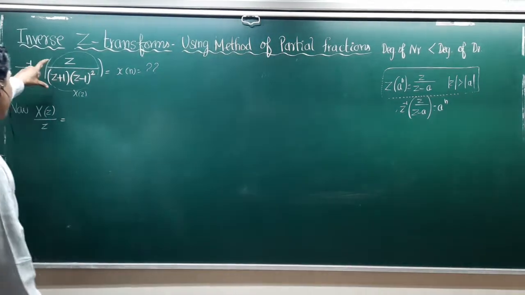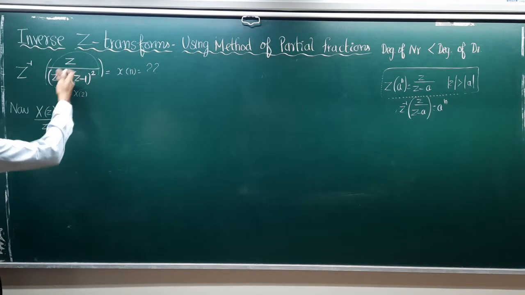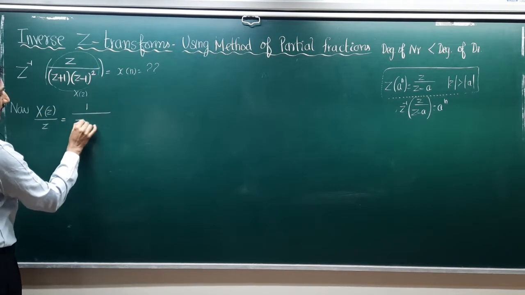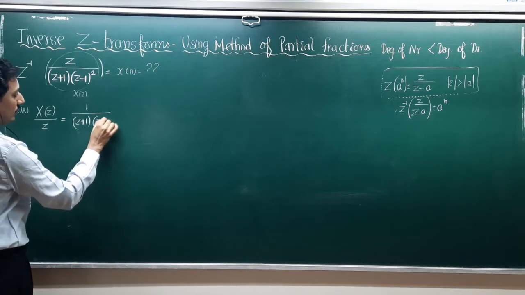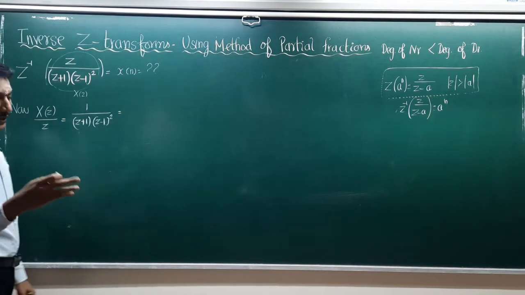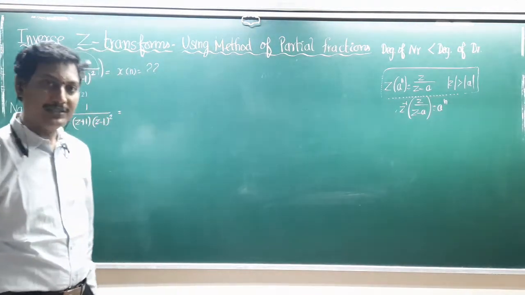Let us consider this as my X of z. Now to reserve one z from the numerator side, which will give 1 by z plus 1 into z minus 1 whole square. But anyhow, what is the degree of the numerator? 0. The denominator is 3 only, so we can easily apply the method of partial fractions.